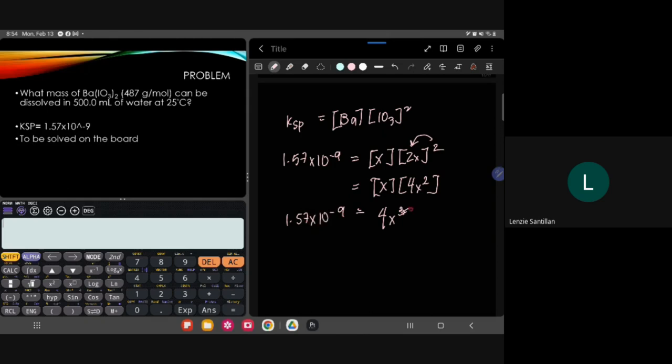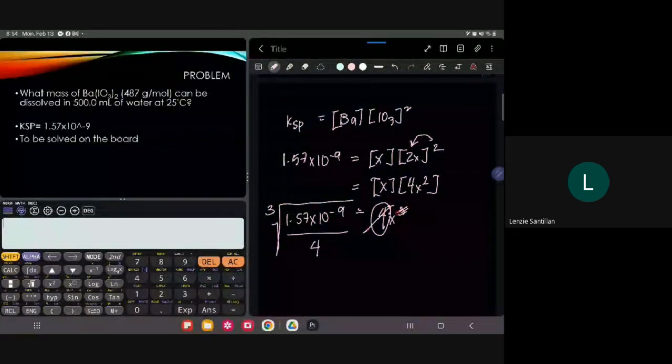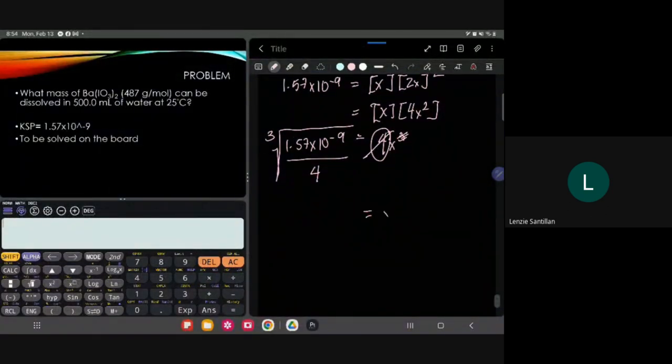So para maalis yung cube natin dito, we have to cube root it, ano? And then, para maalis yung 4 dito, we have to divide the equation by 4. So, cancel na ito. Matitira na lang sa kabilang side na equation is your x. Let me rewrite this again. 1.57 times 10 raised to negative 9 over 4.